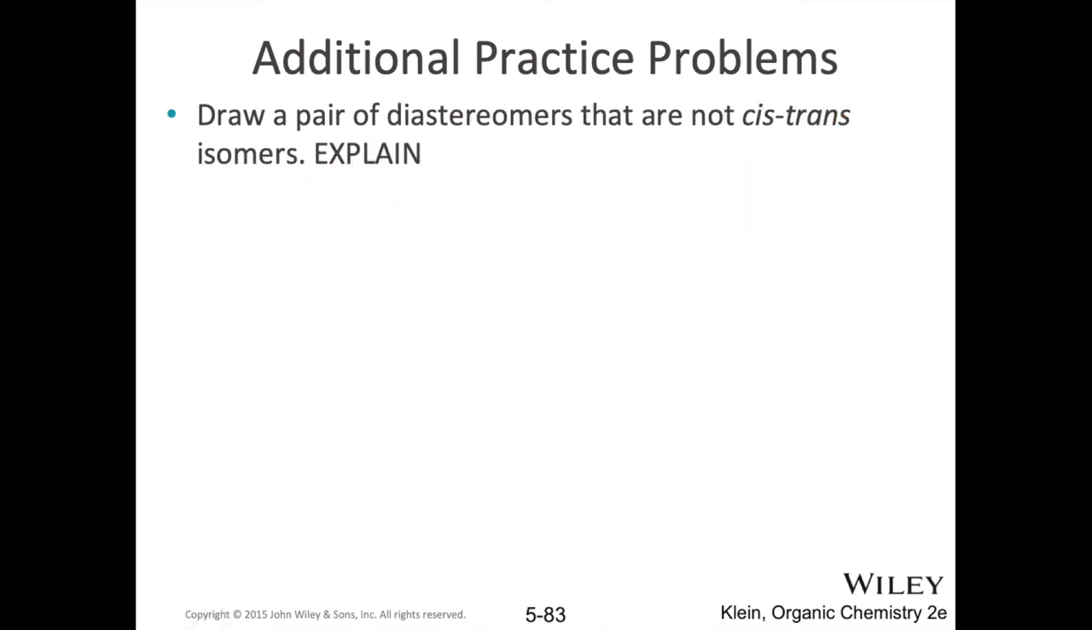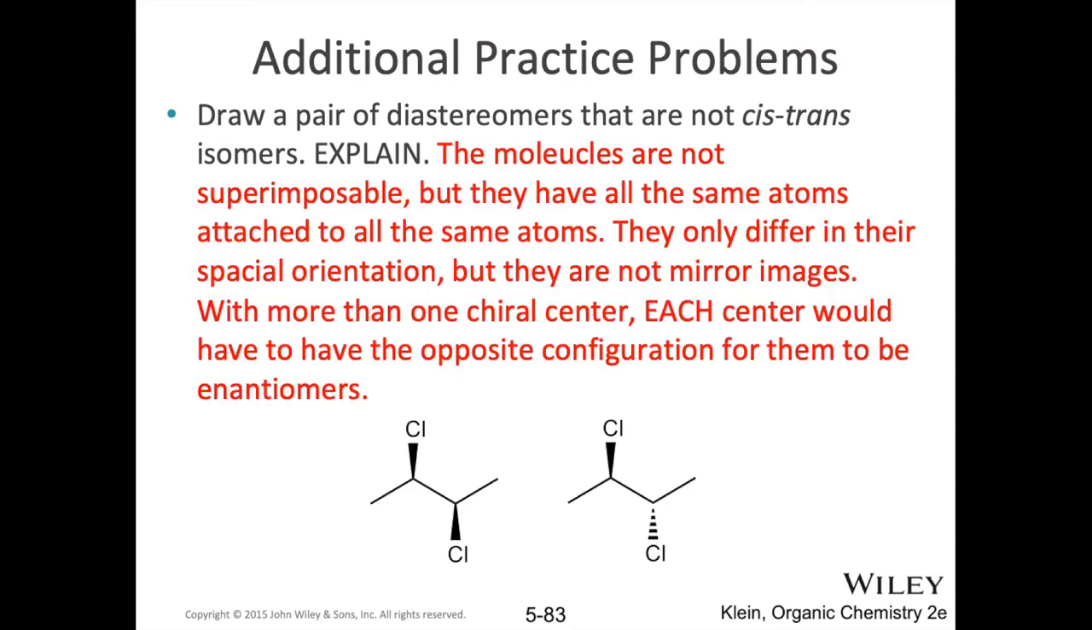Okay. To draw a pair of diastereomers that are not cis-trans isomers, a good example here would be, here we have 2 chiral centers. Here we have 2 solid wedges. If you wanted the enantiomer of this, you would make both of these dashed wedges. So if you only flip one of them but leave the other one the same, now these are diastereomers. Okay, so keep that in mind. One example of diastereomers is if you have multiple chiral centers but don't flip all of them.